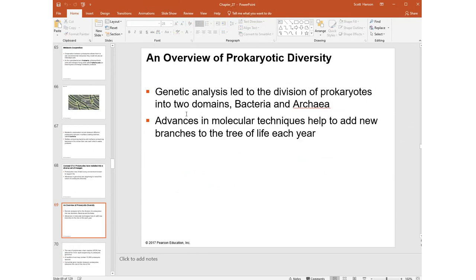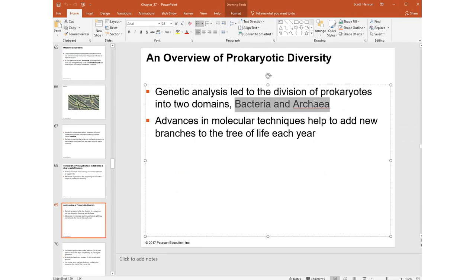And so, let's look at an overview. Genetic analysis then has led to our dividing of prokaryotes into two domains, the bacteria and the archaea. And advances in molecular techniques. Now, when they say molecular techniques, or molecular biology, what they mean is genetic analysis, some sort of techniques to manipulate and analyze DNA and RNA.